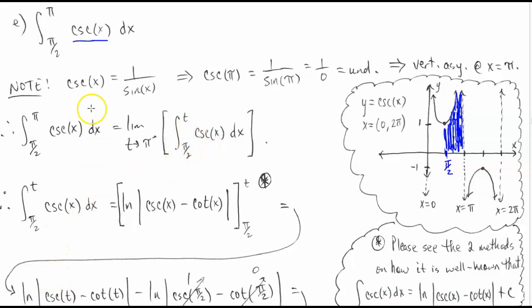So to do this, of course, since our discontinuity here is at the upper limit, we need to rewrite this improper integral as the limit as t approaches the upper limit from the left of the definite integral of cosecant from pi over 2 to this general value t. And here I have this asterisk for the antiderivative of secant because you may or may not have seen this before as far as figuring out what the antiderivative of this is. There's a couple of different ways you can do it.